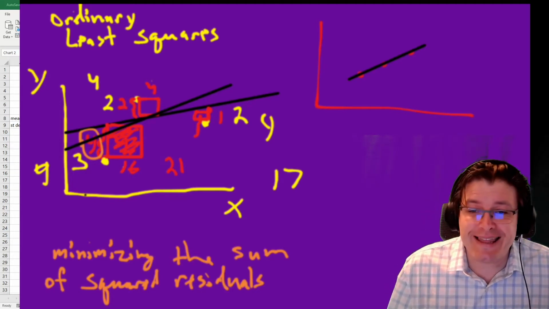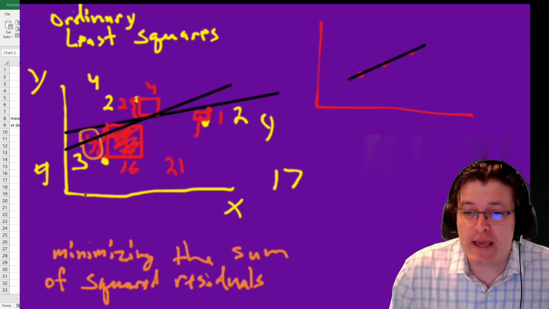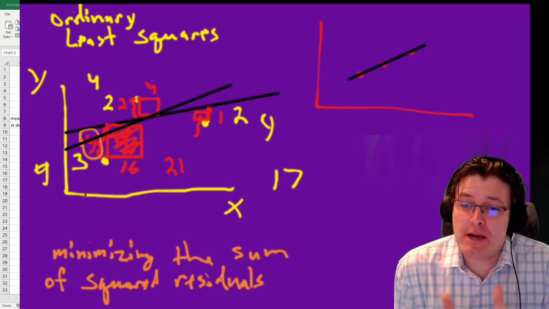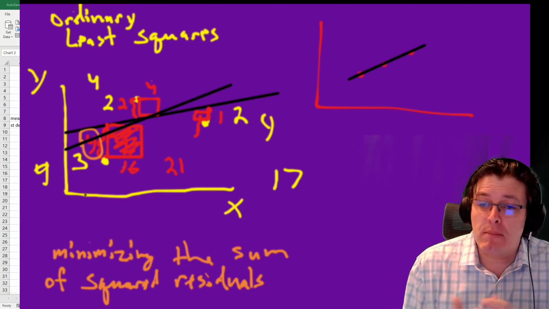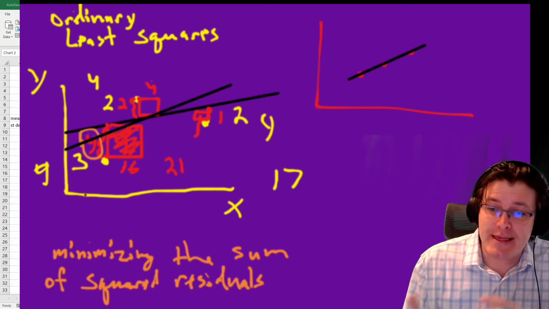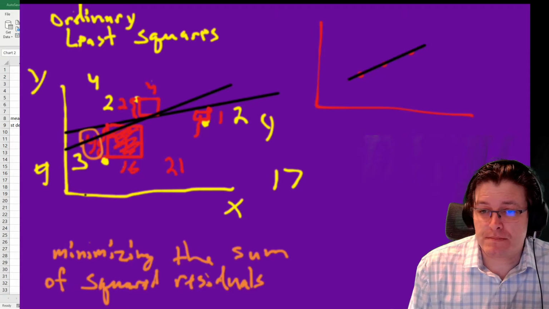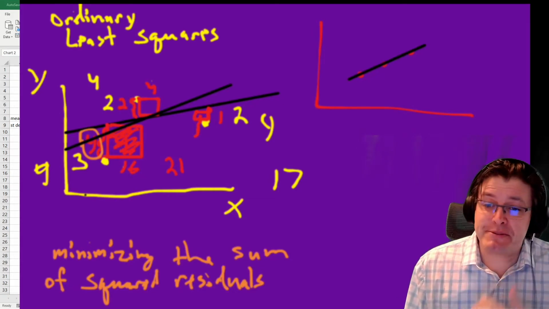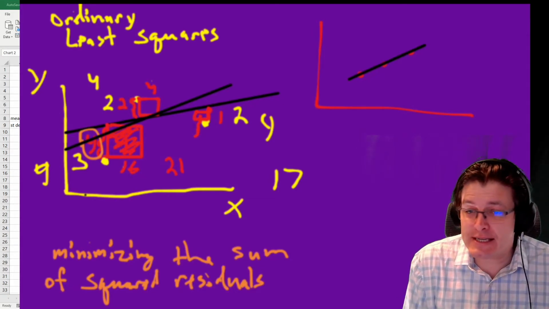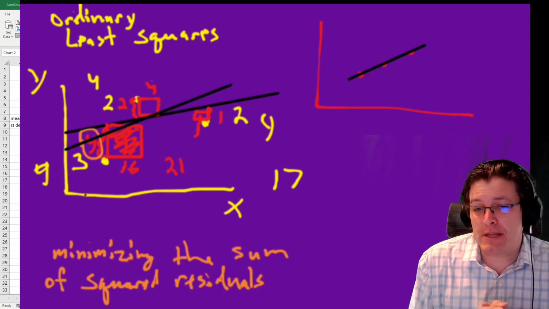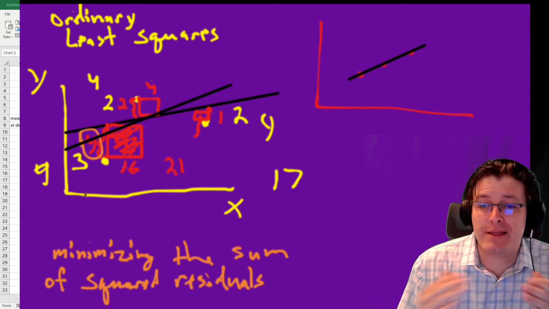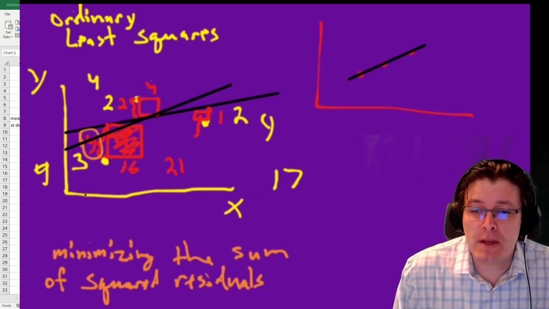So the second line I drew with these made-up values has a smaller sum of squared residuals, and so we'd rather go with that line. We say that line depicts this data better. And we could keep searching, trying to find one that was maybe 16 or 16.8 or something like that, right? We could keep searching for a line that best fits the data.